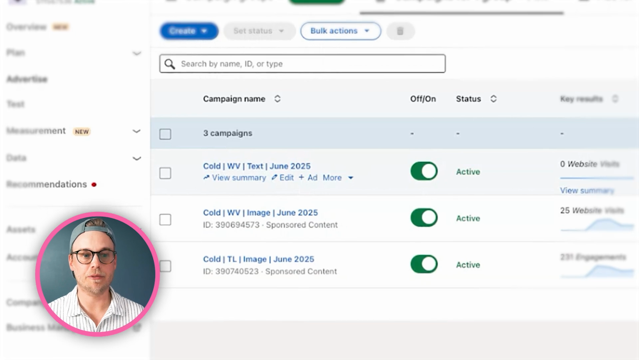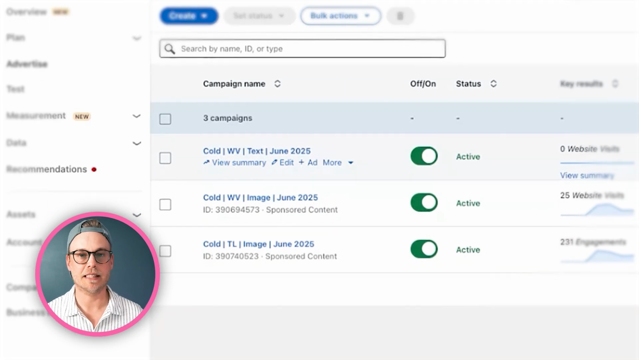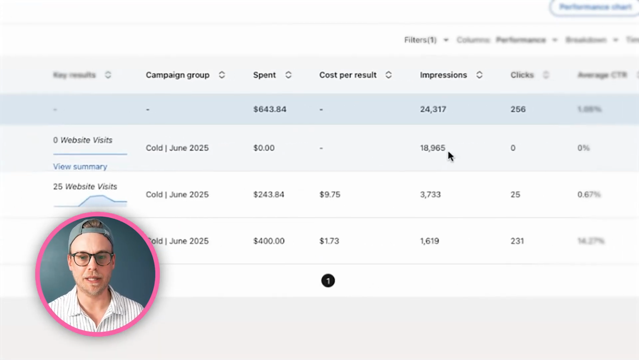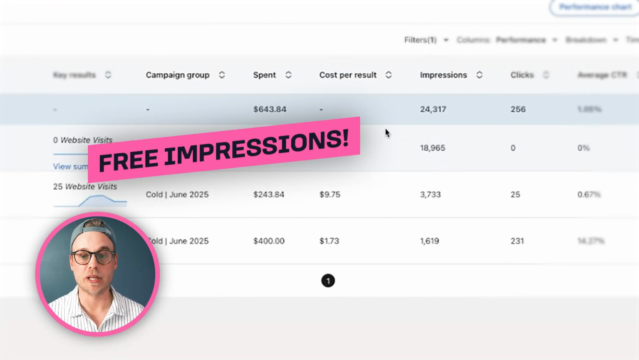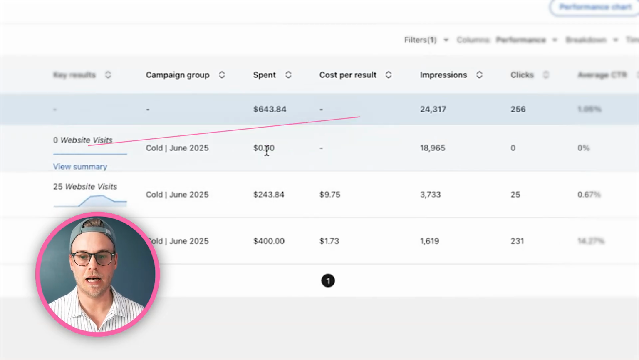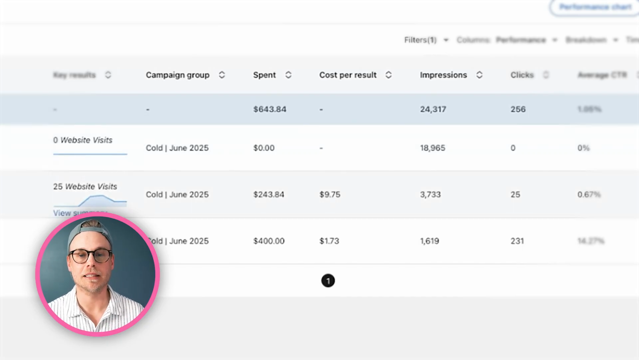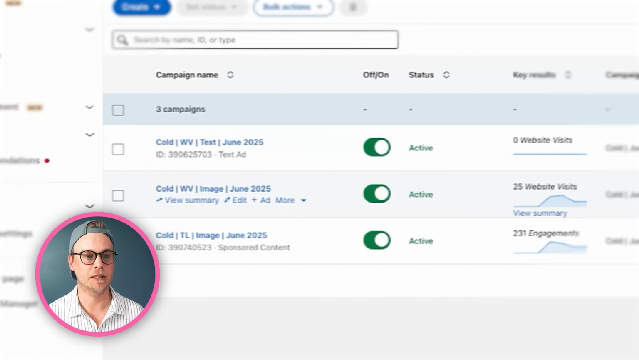In here, we have three campaigns. We have a text campaign, which is on the right side of LinkedIn, right? And almost no one clicks on these campaigns, so it's basically free impressions. As you can see here, we've had almost 19,000 impressions during the last 7 days, and we've spent 0. So you should be running this to stay top of mind at all times.